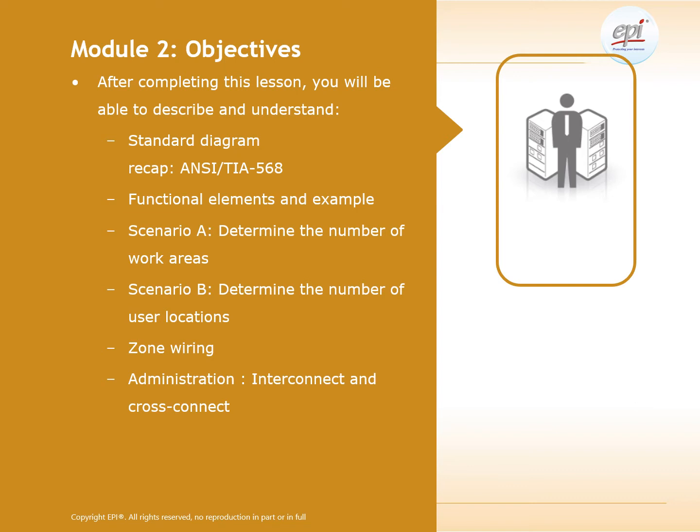There is something called zone wiring. Zone wiring is a distribution method for when we go into a big area. Instead of point to point, we go to a particular zone, the cabling goes to a particular area, and from there we fan out the cabling to the end user locations. So we have a zone distribution. We also define and explain in more detail what an administration point is. There are two ways to do that. We call them interconnect and cross connect. So what are they?